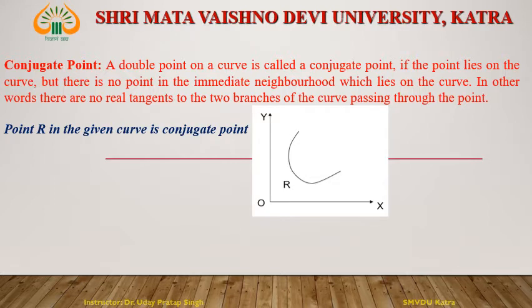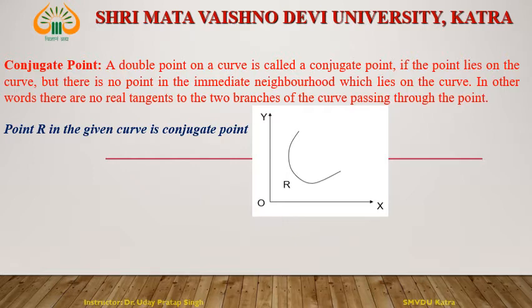And a double point on the curve is called a conjugate point if the point lies on the curve, but there is no immediate neighbor which lies on the curve, right? That is, there is no real tangent to the two branches of the curve passing through that point.